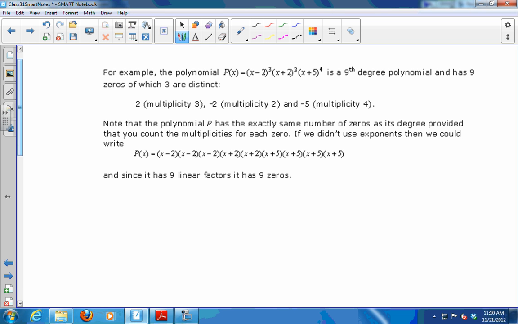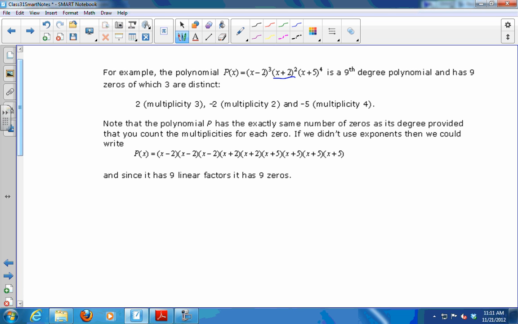-2 is a zero of multiplicity 2, because x plus 2 equals 0 gives me x equals -2. And that is a factor twice, so it has multiplicity 2. And then (x + 5)^4, that's x plus 5 times x plus 5 times x plus 5 times x plus 5. I set each of those factors equal to 0, and I get x equals -5 4 times. So we say -5 is a zero of multiplicity 4.